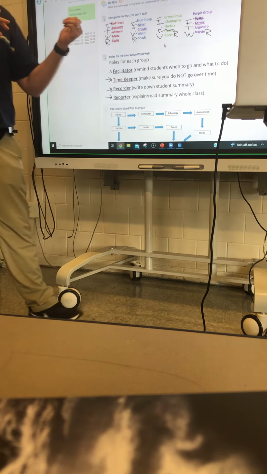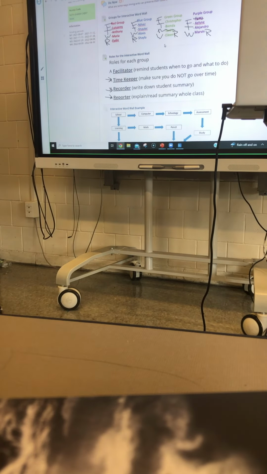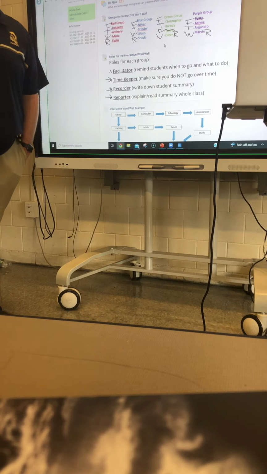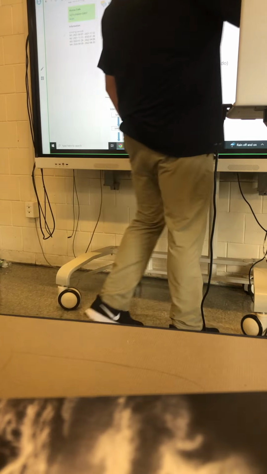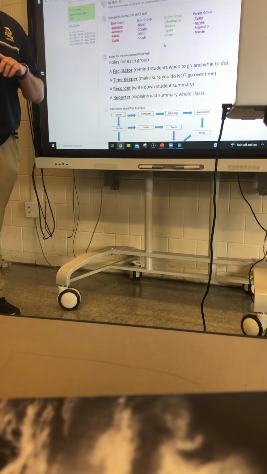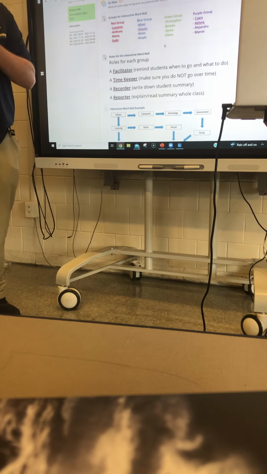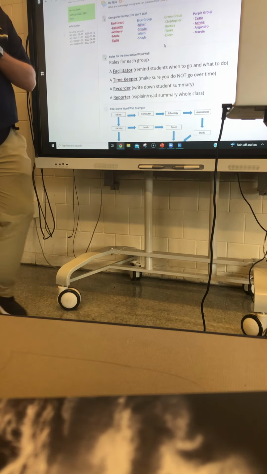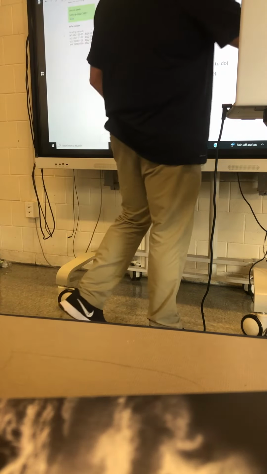So, what are we doing? Everyone with their roles. Now, what are you? You're the facilitator. Make sure everyone's on task. You really need to know the directions. Facilitators, you guys are like the little mini teachers of the group. What about people that don't have a letter? Everyone has a letter. The only people that didn't were absent.